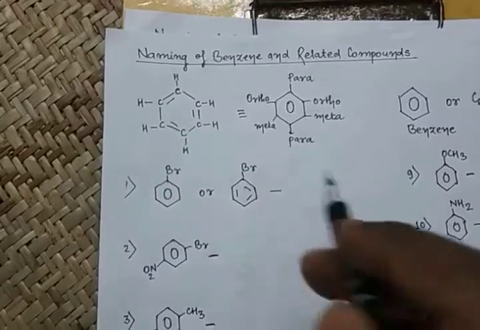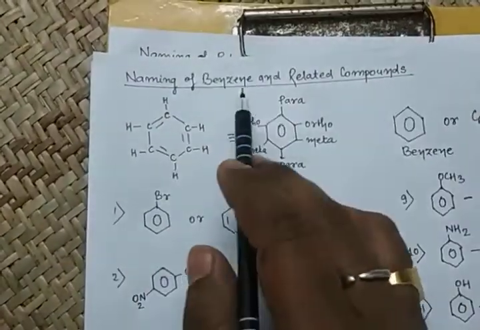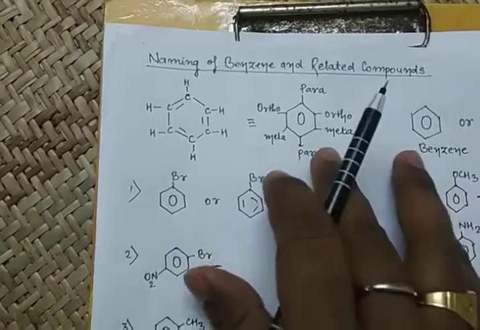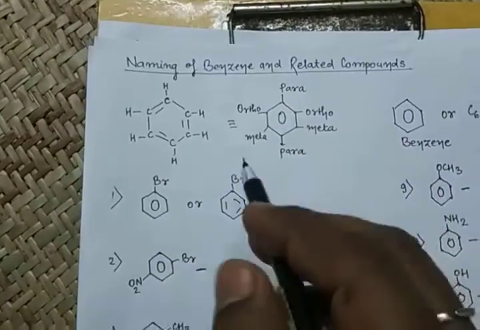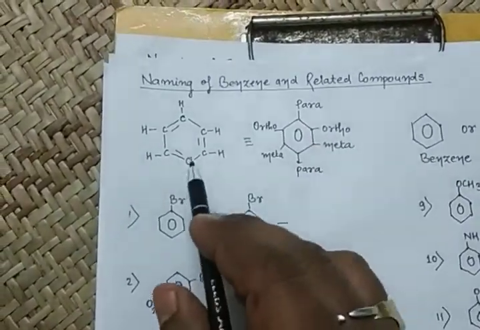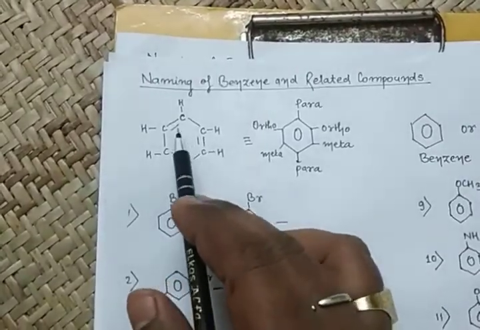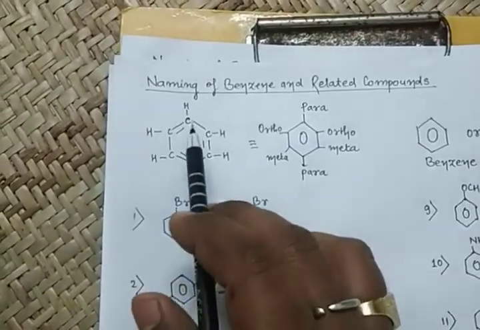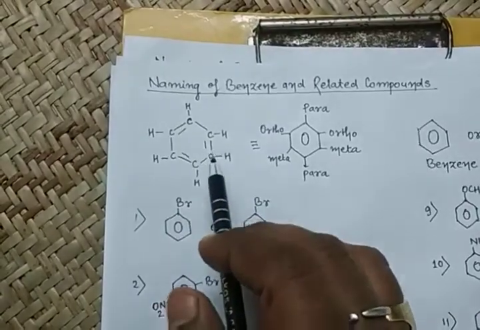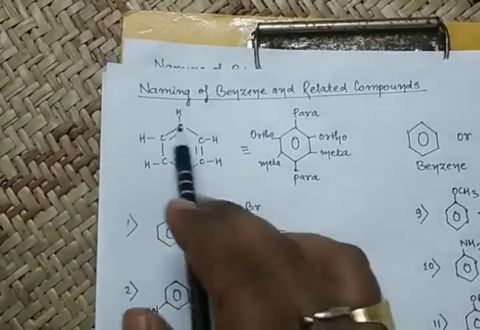Hello students. Now the new topic: naming of benzene and related compounds. First, there is the structure of benzene. Alternating double bonds are there, and how many carbons? 1, 2, 3, 4, 5, 6. Six carbons and six hydrogens.